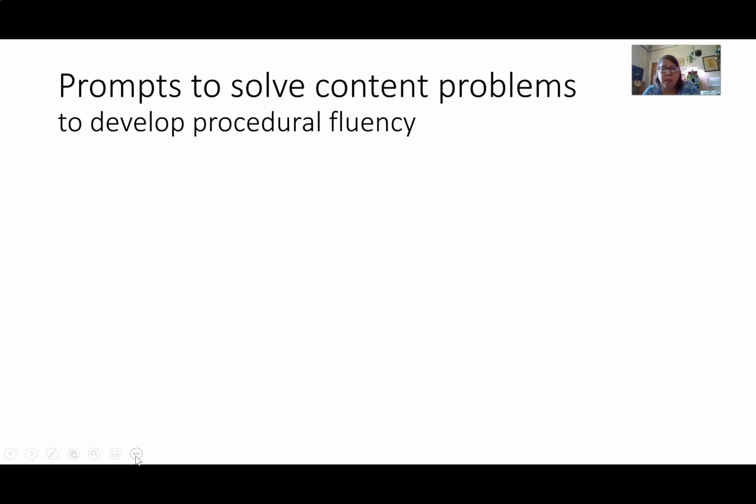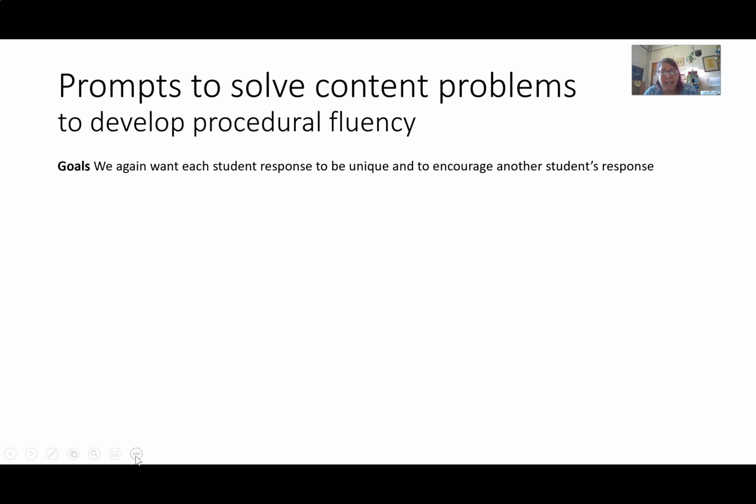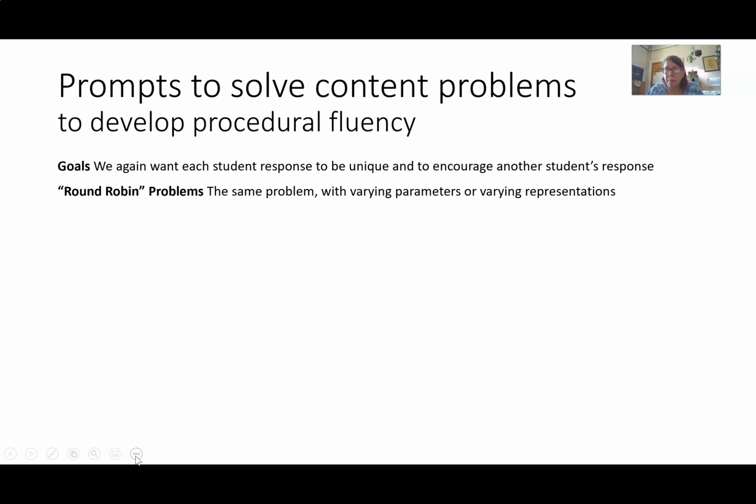Next, we'll look at prompts to solve content problems. We want these to help students develop procedural fluency, but again, we want each student's response to be unique and to encourage another student's response. So one way to do this is a round-robin problem. That's the same problem, but where you vary the parameters or the representations.